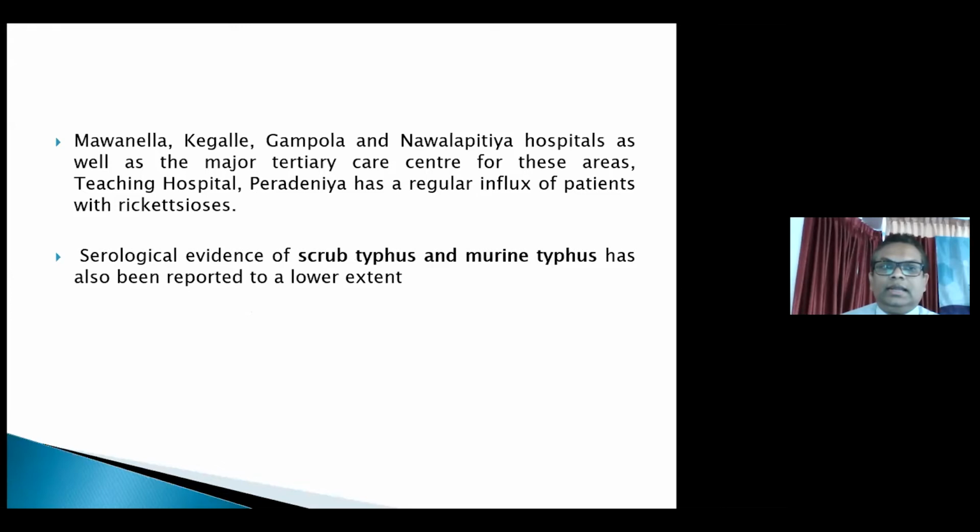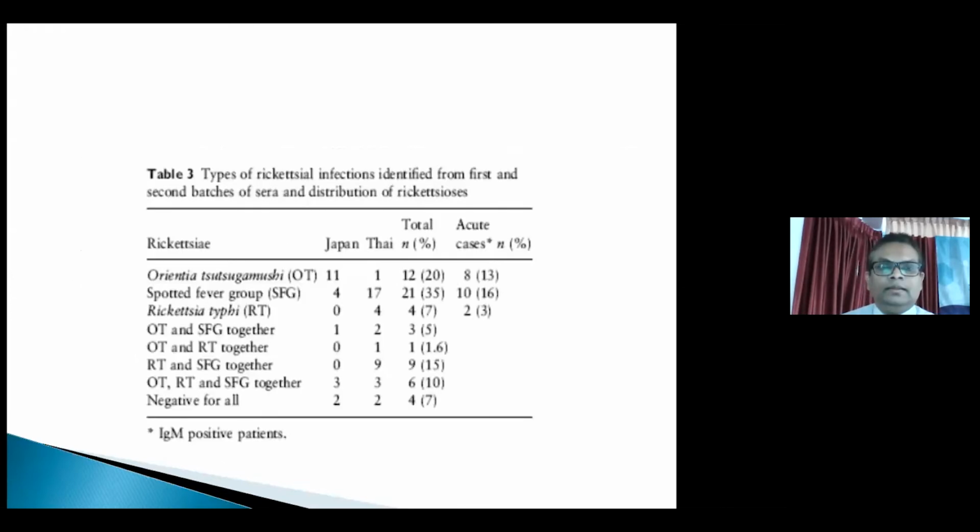Then another study, actually this slide, I think you can appreciate here. They analyzed this; I took this slide from the same study. Now you can see the majority of cases were spotted fever group, 35, and then scrub typhus, and then also the murine type. So the predominant type was the spotted fever group.